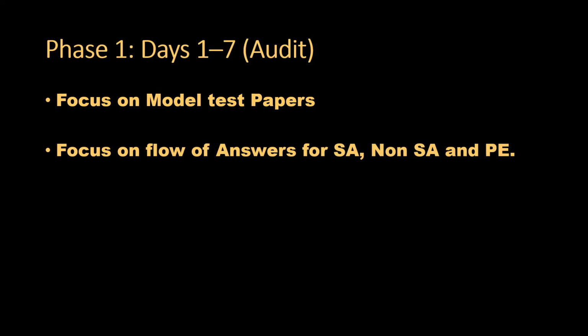After that, we'll also focus on the flow of answers. For example, SAs have a specific pattern of answer. First we'll write the SA number and name, then we'll explain a little provision, and then we'll conclude the answer in the last part. So we have to focus on the answer part, how the flow of the answer is going.